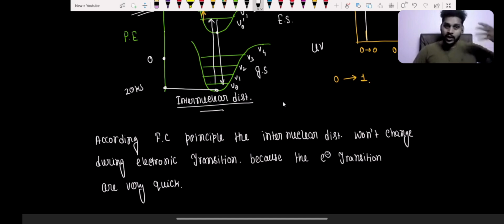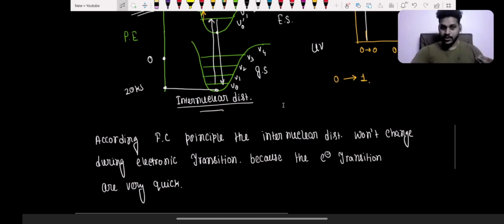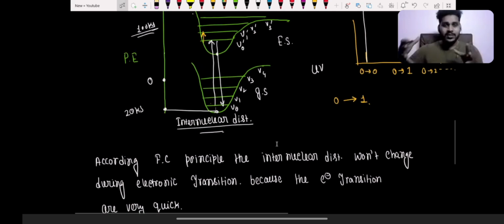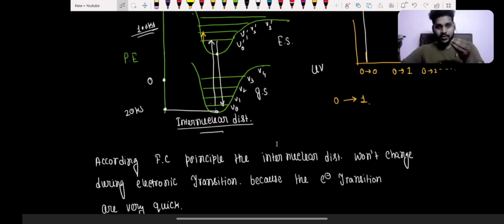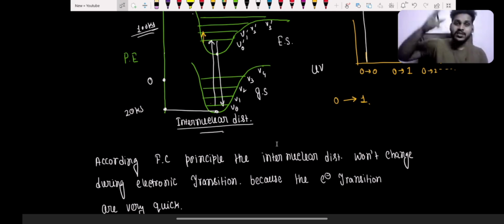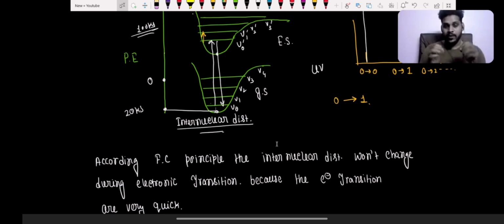Now, this is also a use of the Born-Oppenheimer approximation. Why is the internuclear distance taking more time to change and the electronic transition taking less time? I'm saying that the electronic transition would happen and come back by the time the internuclear distance would change. So what is the logic behind this? According to the Born-Oppenheimer approximation, we know that the nuclei are very, very heavy compared to the electrons. As a result, they would take more time to change the internuclear distance than the electronic transitions take to happen. So this is a classical proof of the Born-Oppenheimer approximation.